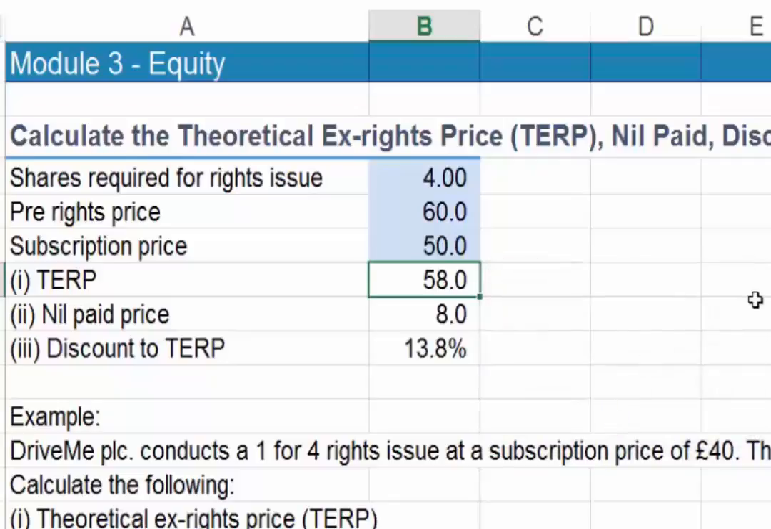I'm actually now going to take this back to the previous example, because this was just to show you a little function. So I'm just going to hit undo, which will bring us back to our previous example where the subscription price was 40 and the TERP ended up at 56. If you go to the next tab, press Control Page Down, you can see here that the Solutions tab is exactly the same as what we actually calculated.